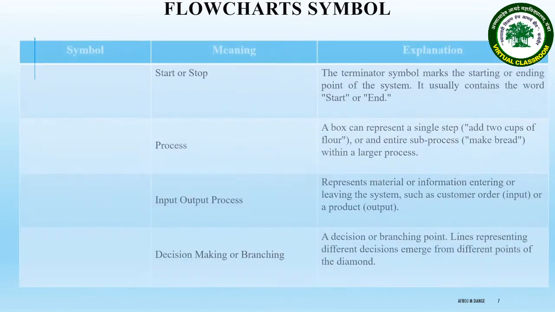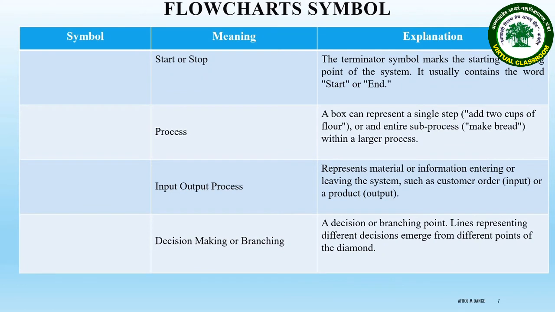Various symbols are used for representing different operations. So let us see what symbols are used in a flowchart. Flowchart symbols. The following table shows the symbol, the meaning of that symbol, and an explanation of that particular symbol. First one is the start or stop symbol. The terminator symbol marks the starting or ending point of the system. It usually contains the word start or end.